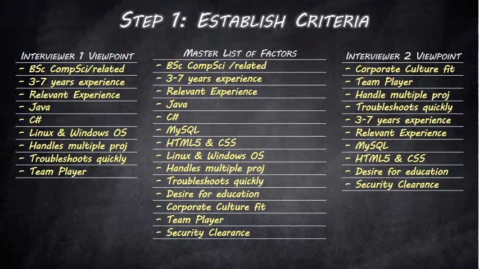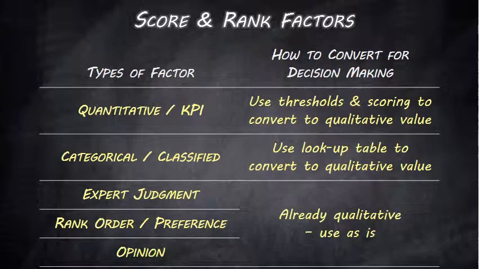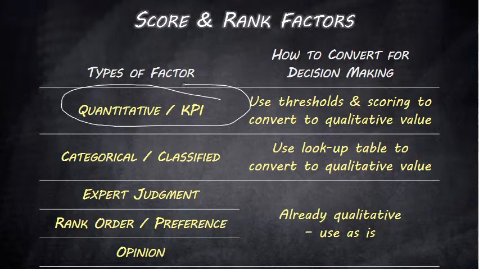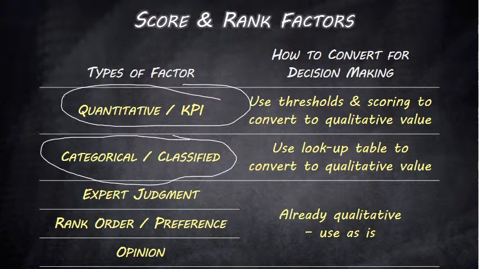This is a list of factors that might be used to evaluate candidates for a computer science or programming position. And note that the 2 interviewers each have a different selection of factors and different rank order of importance. This reflects the viewpoints of the interviewers. Having multiple viewpoints is a benefit in a decision. There are really only 3 types of factor. Quantitative, represented as numbers; categorical or classified, represented as groups of similar items; and purely qualitative factors like expert judgment, rank order, or opinion.